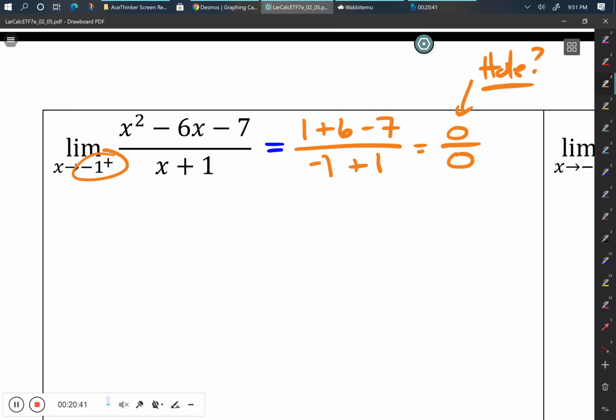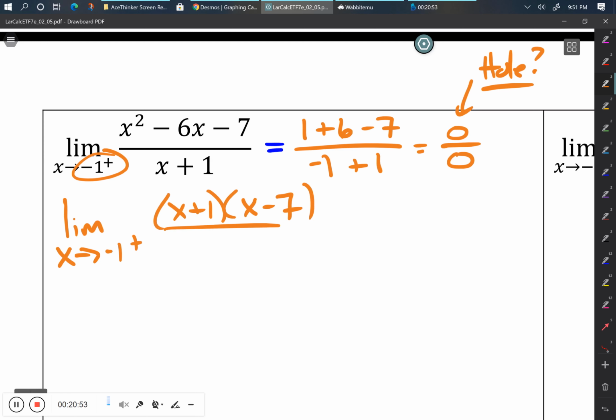Since this has a hole in the graph, I'm going to go back to what I learned last section. Factor that numerator. What's this piece right here? That's the hole in the graph. Just do direct substitution on what's left, and I get negative 8. And so my limit is negative 8.